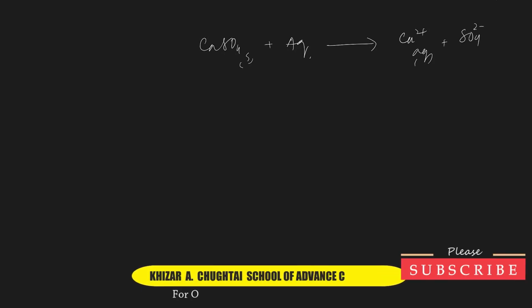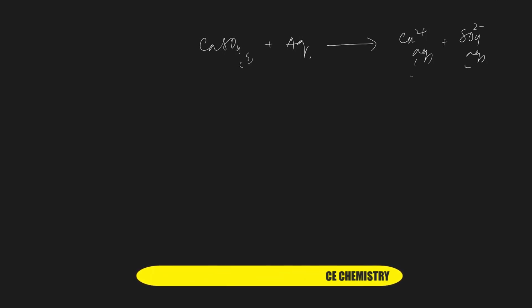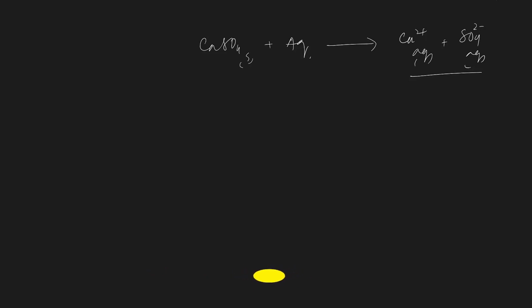For example, when calcium sulfate is dissolved in aqueous medium, then we can write the equation like that. There is a formation of calcium 2 positive aqueous ion and SO4 2 negative aqueous ion. This expression can also be written as, instead of these individual calcium and sulfate ions, we can write calcium sulfate aqueous. This is one and the same thing. You can also use this format as well.